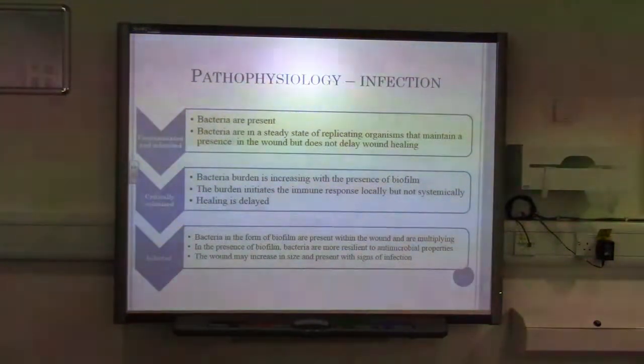Infection can also be present within these wounds, as discussed, in prolonged infection.